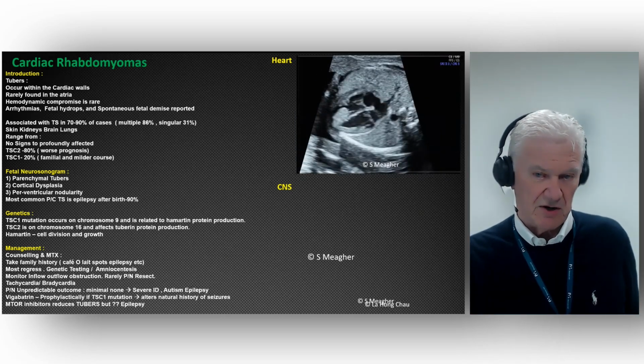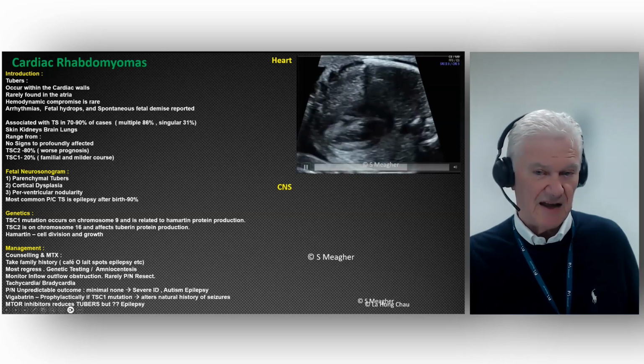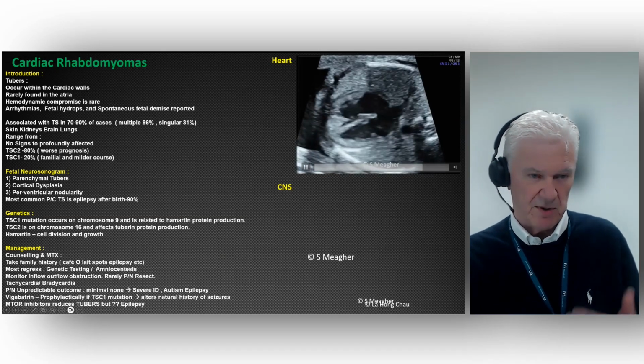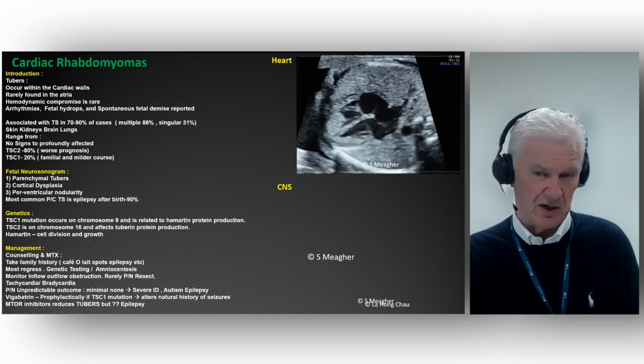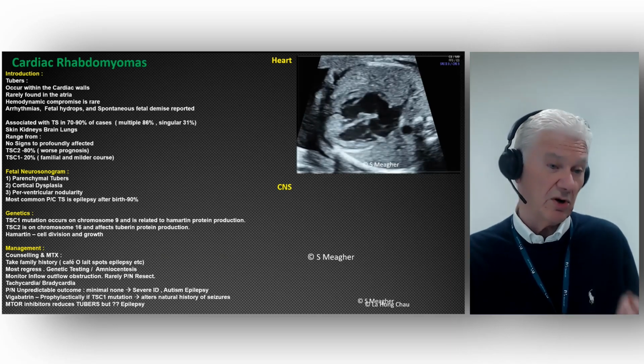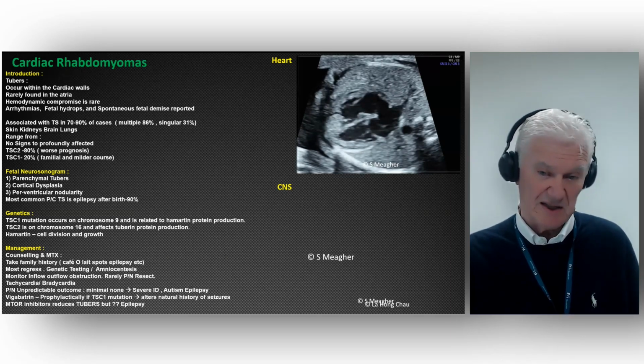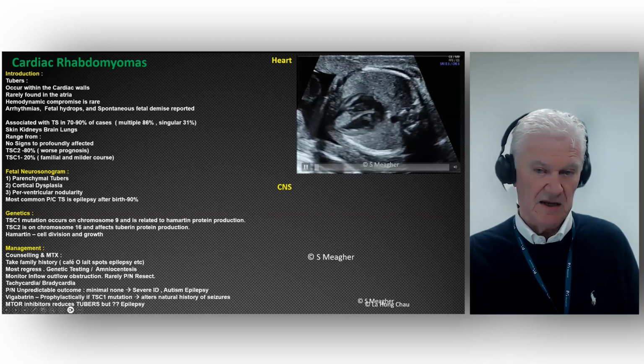What I do when I see a cardiac rhabdomyoma and I think it's solitary, I then take out a high frequency transducer, because pretty predictably it's not solitary. There are other, smaller rhabdomyomas, and they don't exist in the atria as a general rule. They exist in the ventricles.